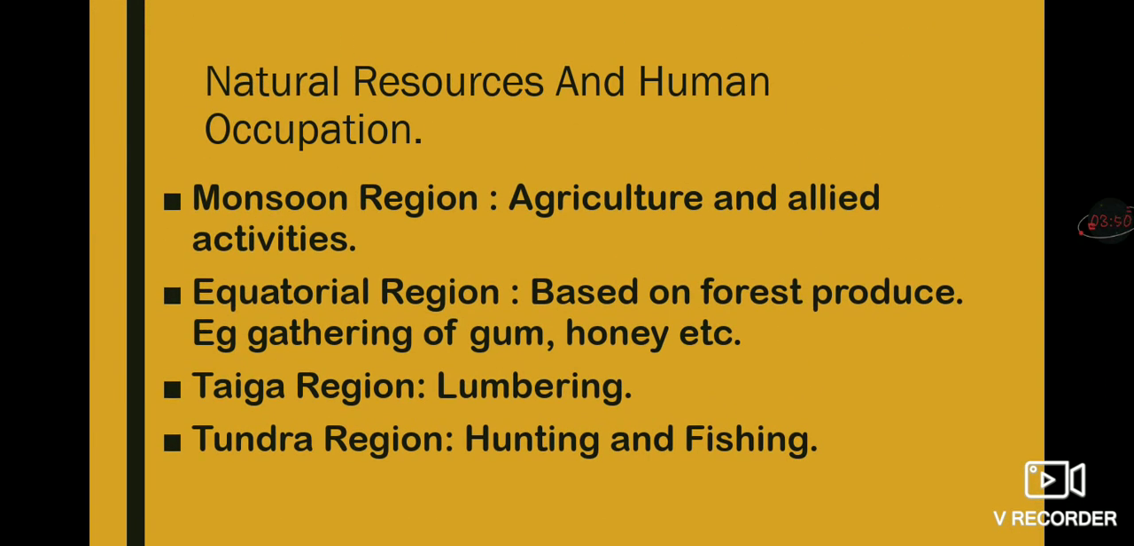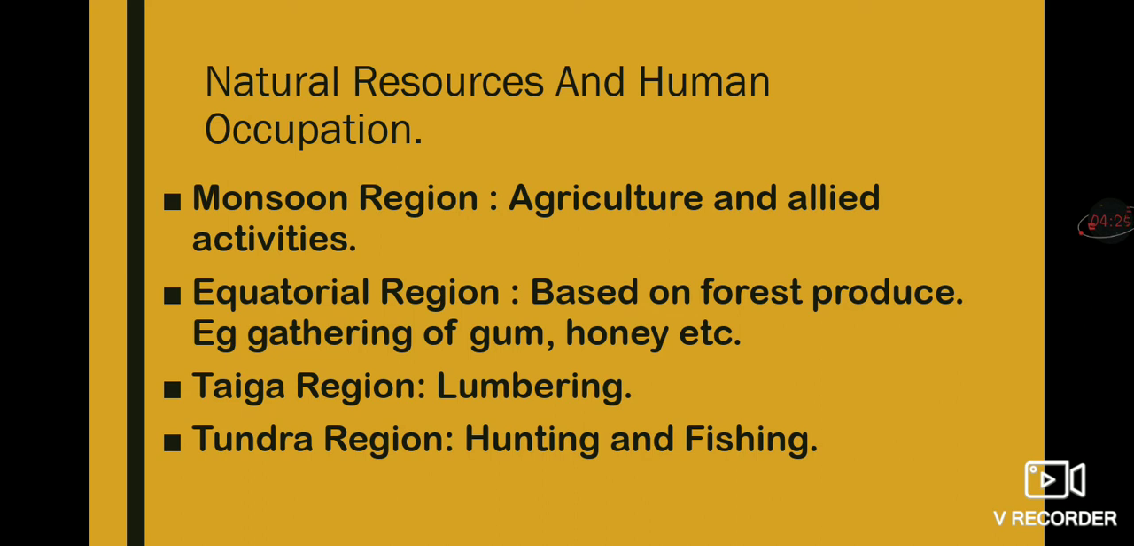Now, talking about natural resources and human occupation. Throughout the lesson, throughout the chapter, you must have realized how both the things are dependent on each other, how they influence each other. The natural resources influence the human occupation.